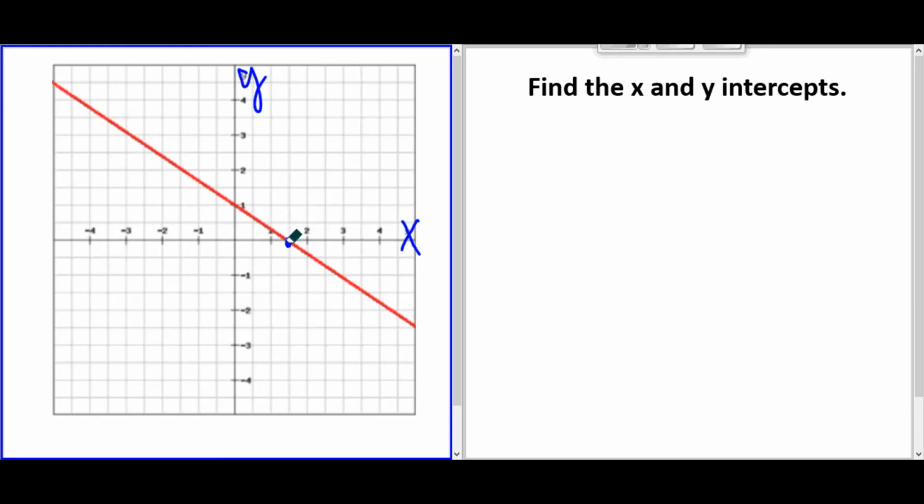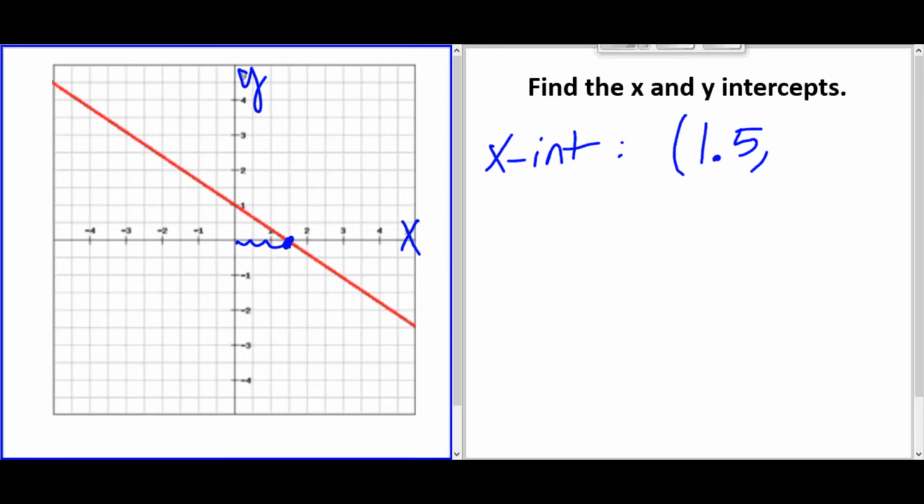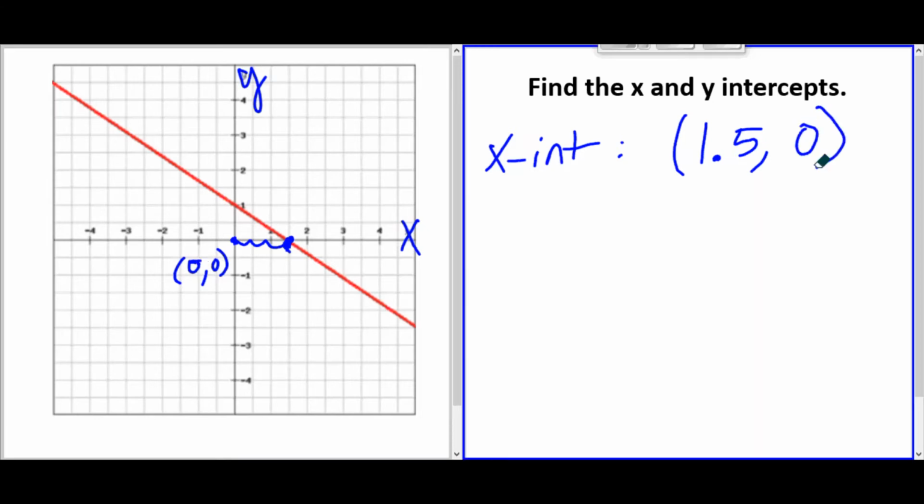Notice their scale here, they're counting by halves. So this is a half, this is 1, this is 1.5. So our x-intercept, our x value is 1.5, and our y value, well, we didn't move up or down. Remember, this is the origin, it was 0, 0, and we just moved right 1.5. We didn't move up or down. So this is going to be 1.5, 0.